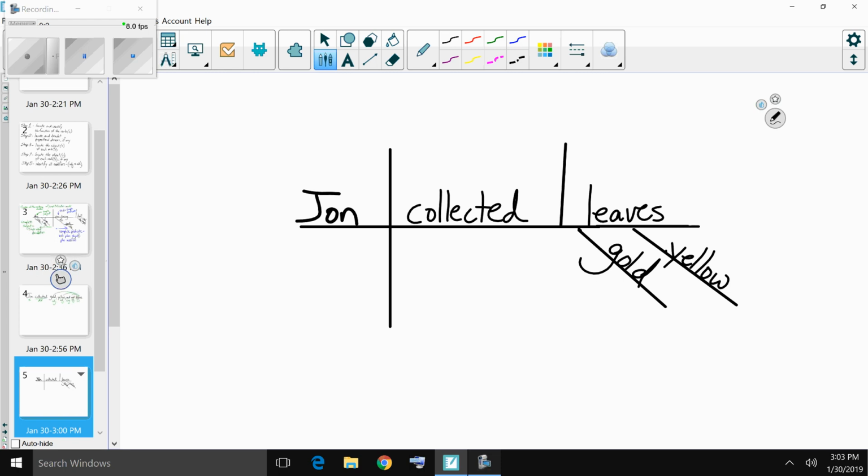Now, to do conjunctions. Conjunctions always go on dotted lines. So you're going to put the conjunction and here, and then the last one there. And that is the full diagram for that sentence. I like that.